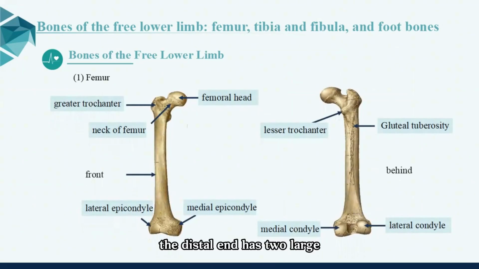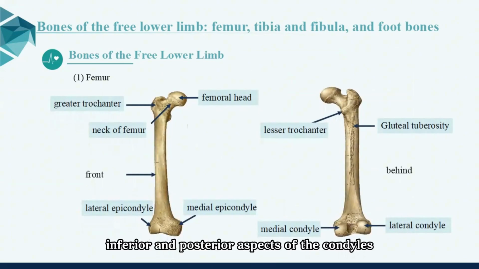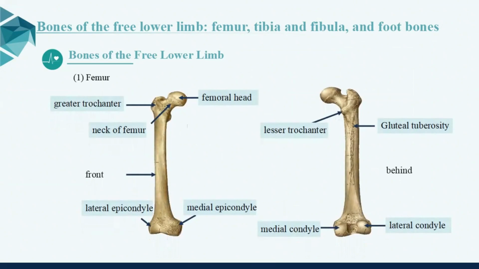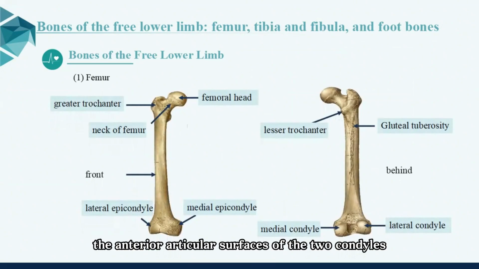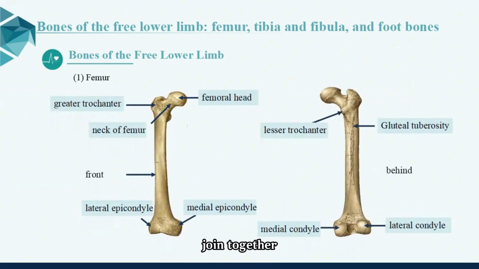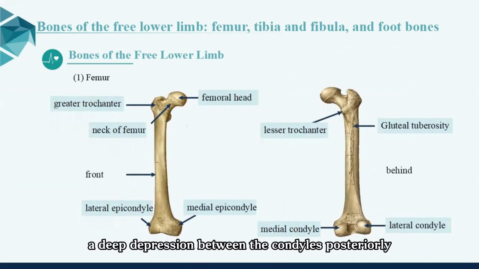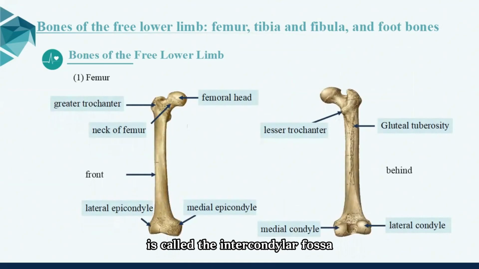The distal end has two large, posteriorly projecting expansions, called the medial and lateral condyles. The anterior, inferior, and posterior aspects of the condyles are smooth articular surfaces. The anterior articular surfaces of the two condyles join together, forming the patellar surface, which articulates with the patella. A deep depression between the condyles posteriorly is called the intercondylar fossa.